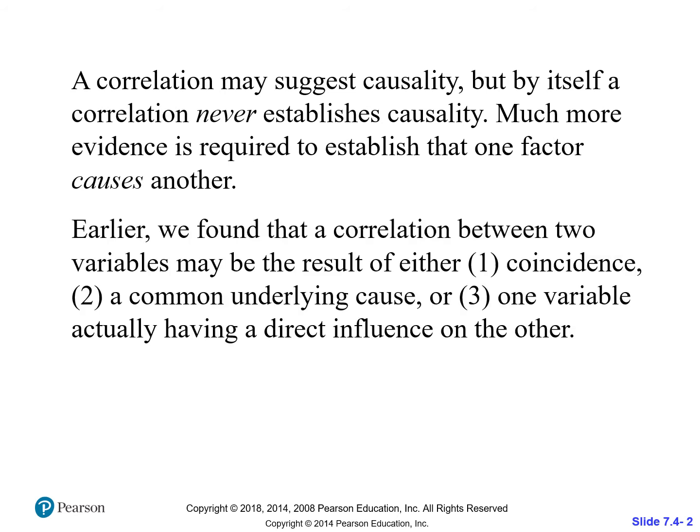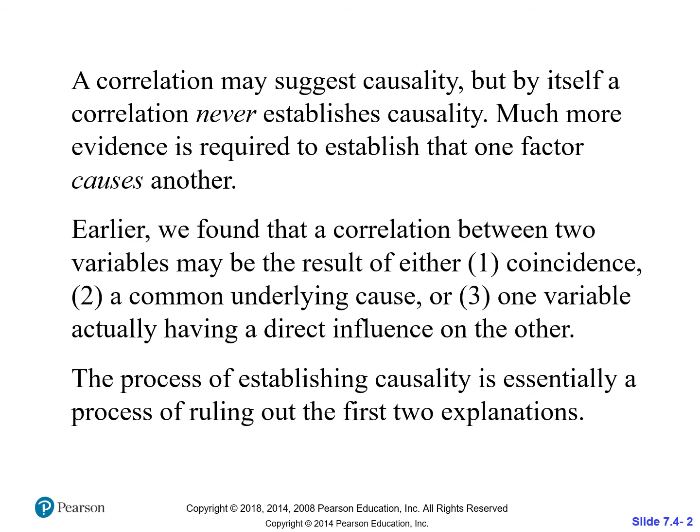actually causes another. Earlier, we found that correlation between two variables may be a coincidence. There may be some common underlying cause, or there may actually be a causal relationship. Those were the three ideas that we talked about with a correlation. But establishing that number three is basically we've proven, or demonstrated, that the first two have been ruled out.